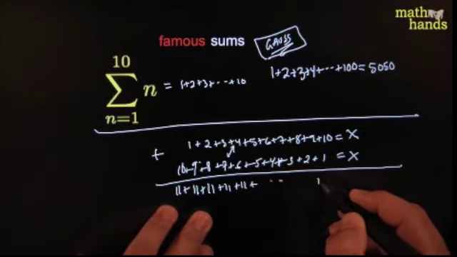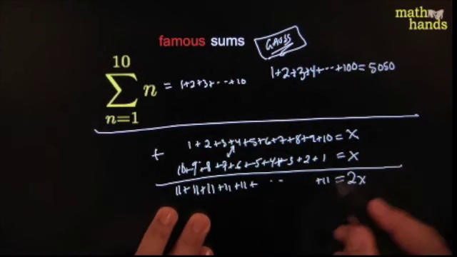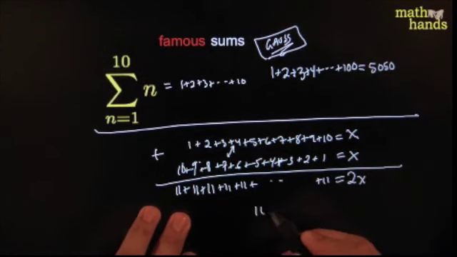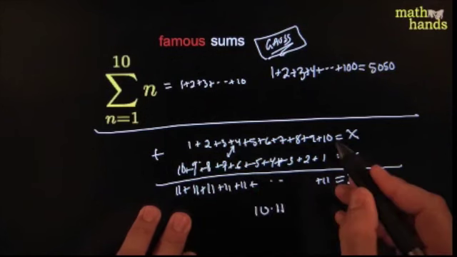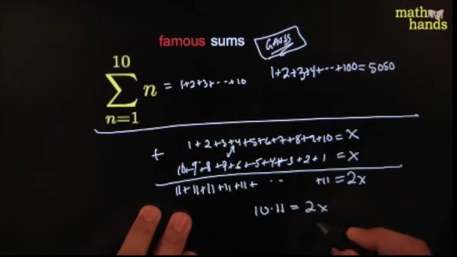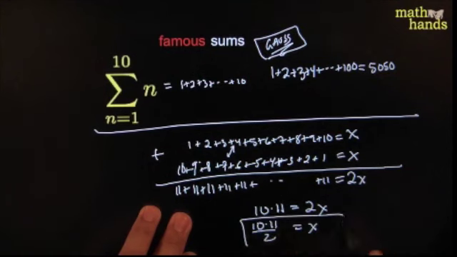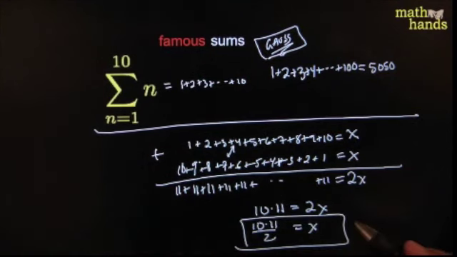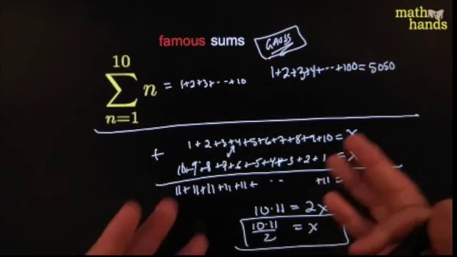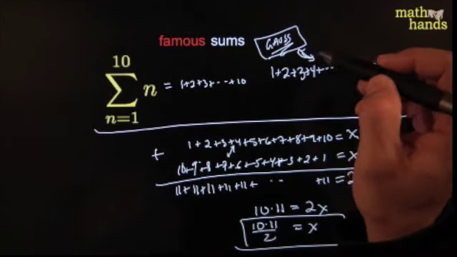How many 11s am I going to have after all this? And on the right-hand side, I have 2 x's, so obviously x plus x is 2x. Point is, I'll have 10 of these 11s, and each one of them is 11, and that's equal to 2x, and therefore x is equal to 10 times 11 over 2. Nice. So this is 55. What a nice way to add the numbers. That's probably what Gauss did at the age of 3, or maybe he was 2.